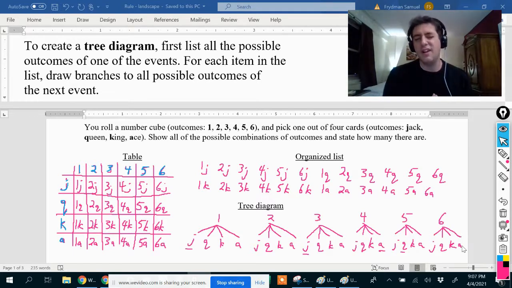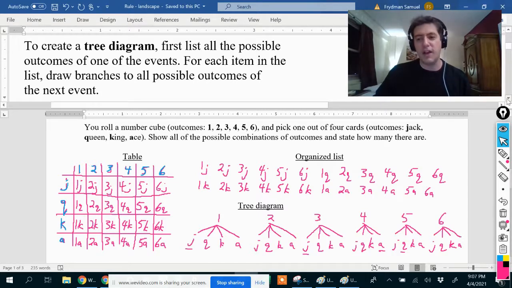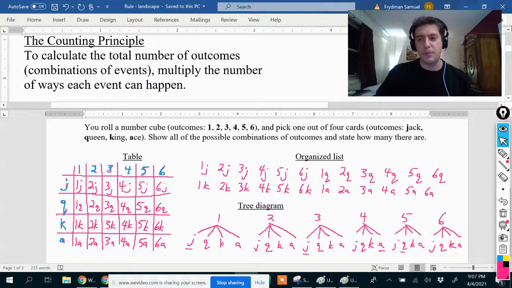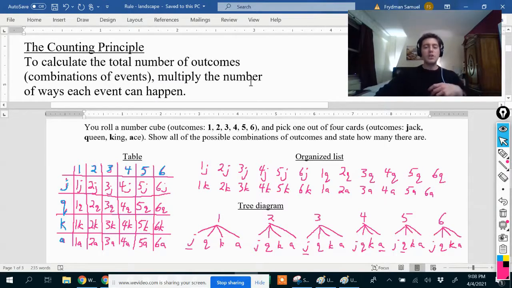Friedman, isn't there a quicker way that we could have figured out that there are 24 combinations? Did you really have to count every single one? And you're right. No, I did not have to do that. And that is where the counting principle comes in. So a smarter way for me to have figured out how many combinations there are rather than counting every single one is this: to calculate the total number of outcomes or combinations of events, multiply the number of ways each event can happen.